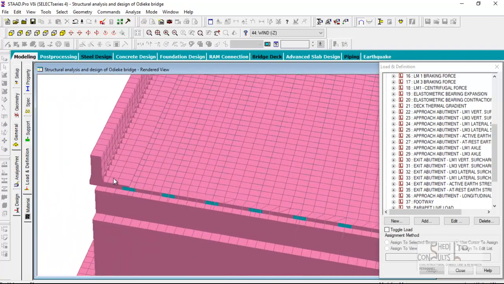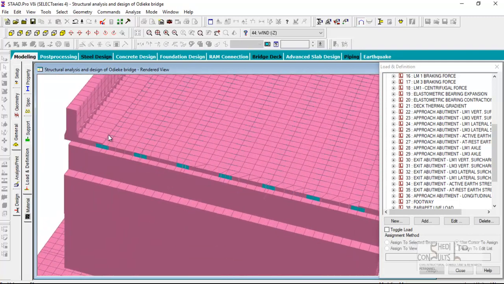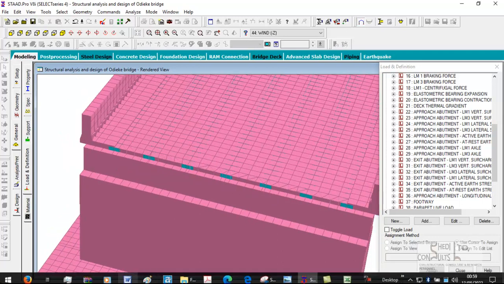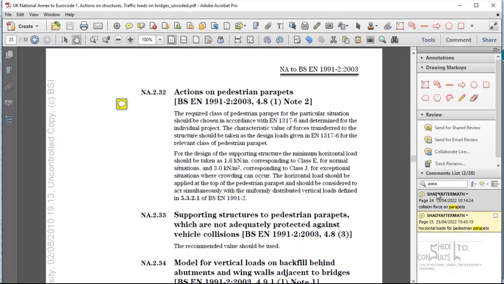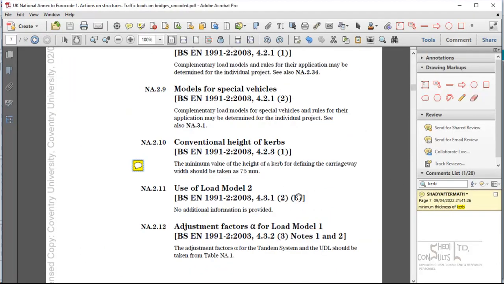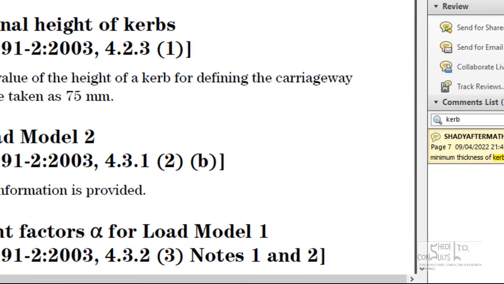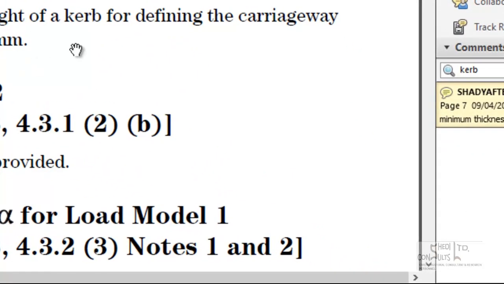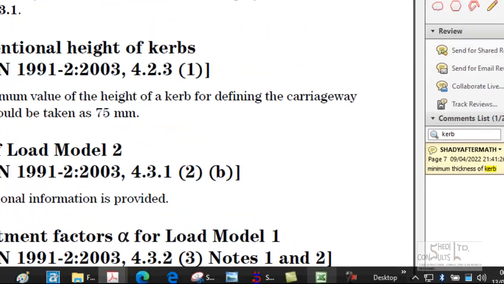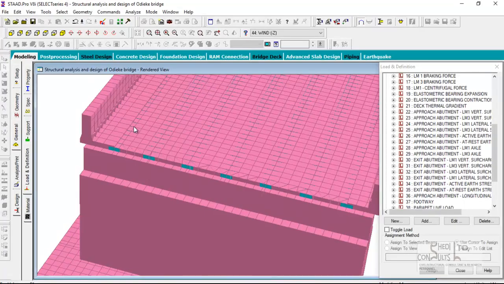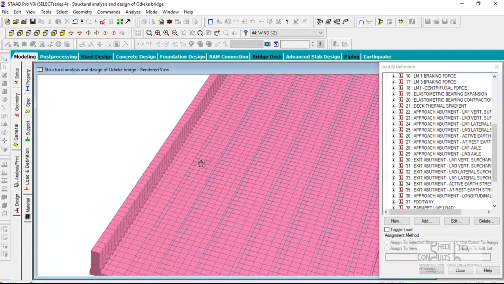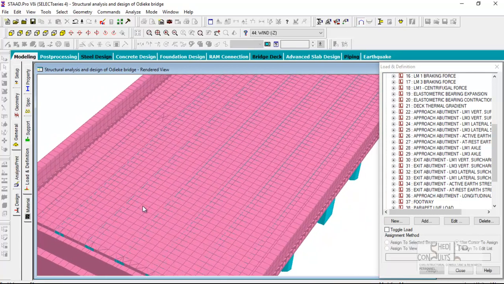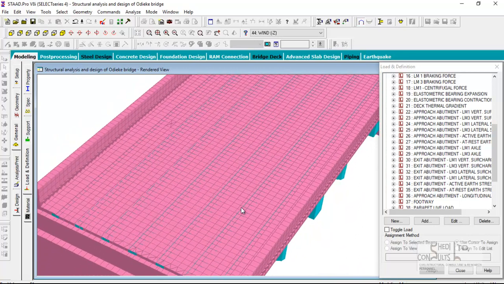So if you look at this, you see there's a raised curb. The raised curb is 3 inches. The code specifies, the UK National Annex specifies, that the minimum raised curb for your bridge should be 75 millimeters, right? So the raised curb is 75 millimeters, and then you have humans passing here. So this is the walkway path. So you have the footpaths on your bridge, and then you have the two notional lanes.